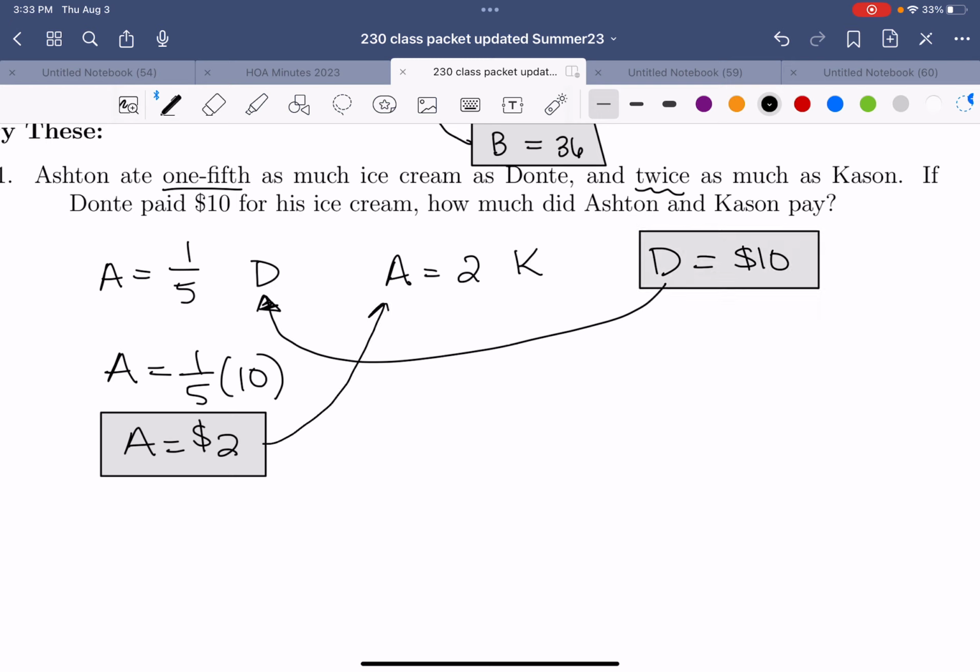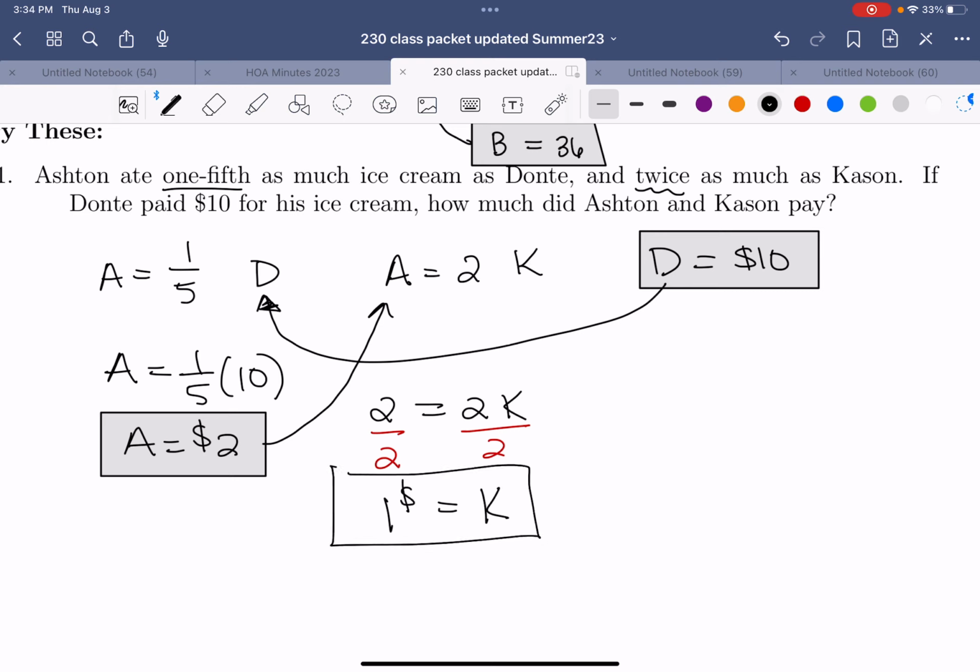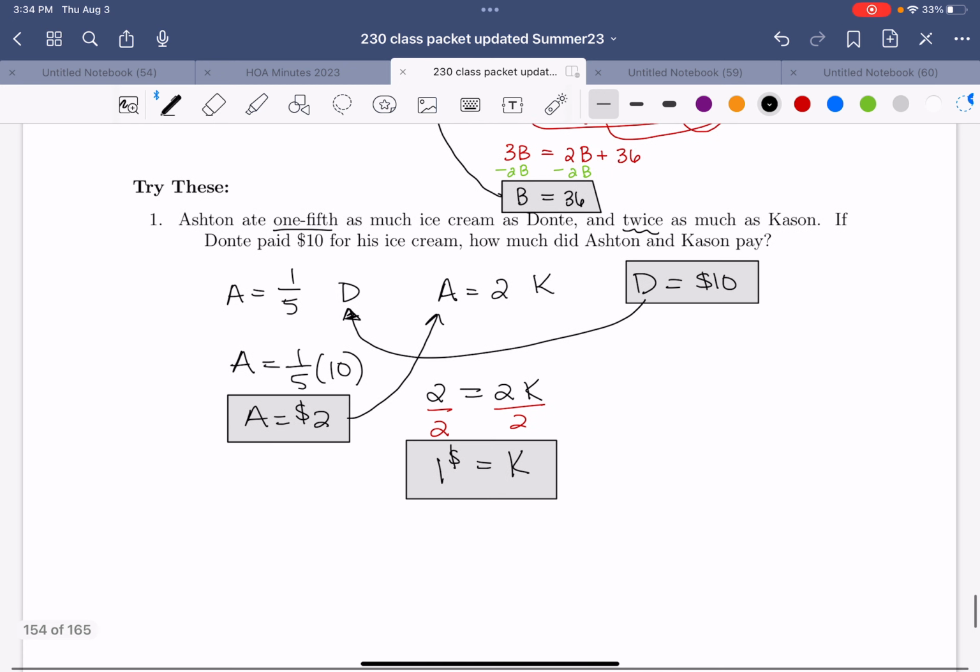And then I can bring this $2 over here and plug in my 2 for my A. So I'll have 2 equals 2 times K. And then in order to get K by itself, I have to divide both sides by 2. And that'll give me K equals $1. So sometimes they can be significantly easier. Okay. With our boxes, we would have set up Dante's boxes and then kind of figured it out from there. Right? In this case, they give us Dante so we can kind of work our way back algebraically.